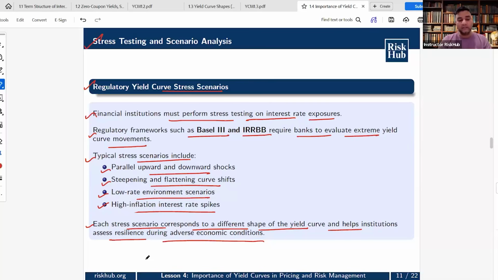IRRBB is the interest rate risk in the banking book, the rule set that governs how banks measure their rate risk on non-trading positions. The slide basically lists four scenario types: parallel up and down shocks, steepening and flattening shapes, low rate environment, and high inflation rate spike. Each corresponds to a different curve shape and each tests whether the institution survives it.